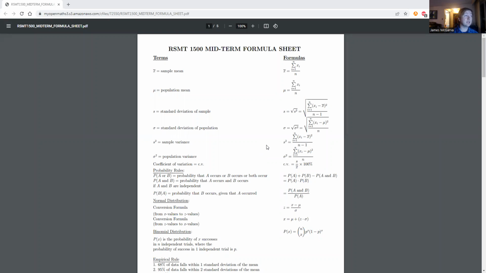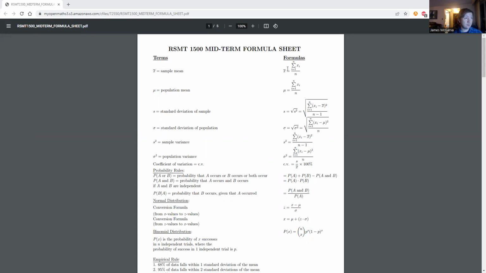Hello, this is just a little intro to the formula sheet. This is gonna be a very quick video, just going through the formula sheet, what you can see here, before you go on to the main review videos. So you have a bunch of formulas. The first group of formulas are all about the mean and the standard deviation, right?